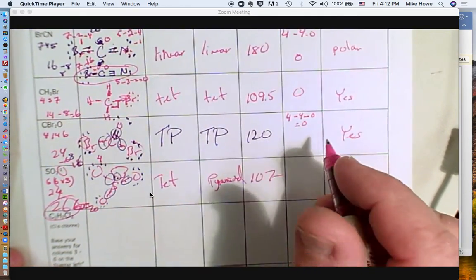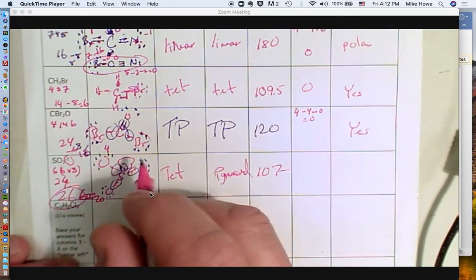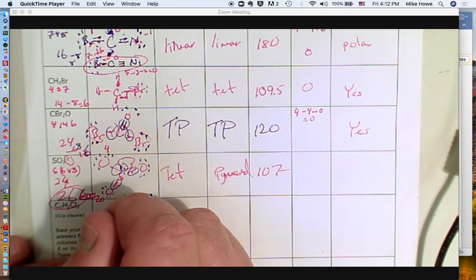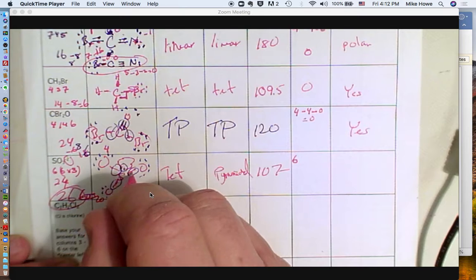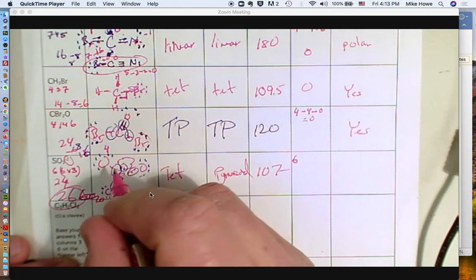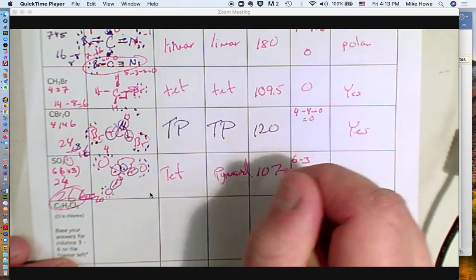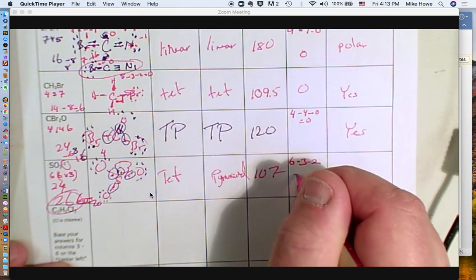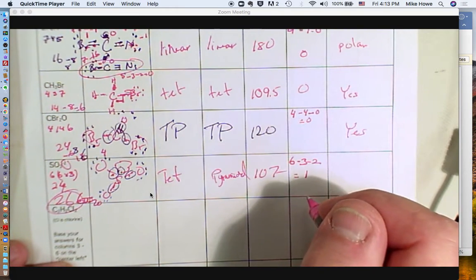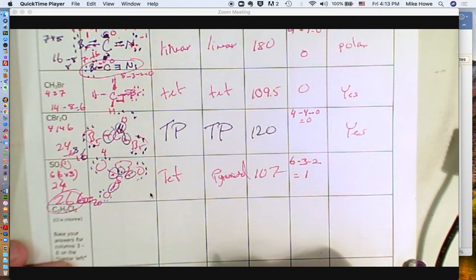Okay, the central atom formal charge, and this is not going to be wonderful on this one. So you have 6 valence electrons for sulfur. You have 2, 4, 6 that are shared. So take away half of that, minus 3. Then you have 2 unshared. So 6 minus 3 is 3, minus 2 is 1. So our formal charge on the center atom in that picture is 1.